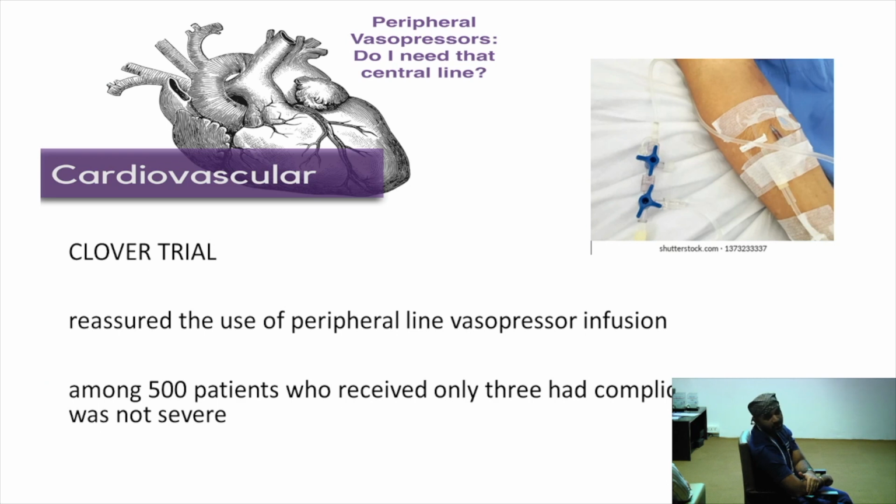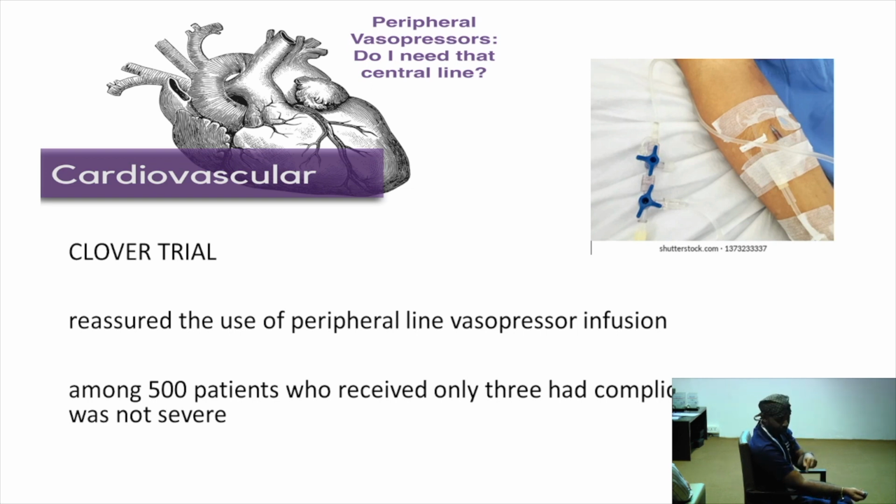But the important thing about the CLOVERS trial is what we generally tend to do is we keep on giving fluids, and in some settings where the resources are not good, we delay the administration of vasopressors because we think we have to put a central line to give vasopressors. It's not always true, because most of the studies have proven that if you give the vasopressor through a peripheral line, that will suffice.